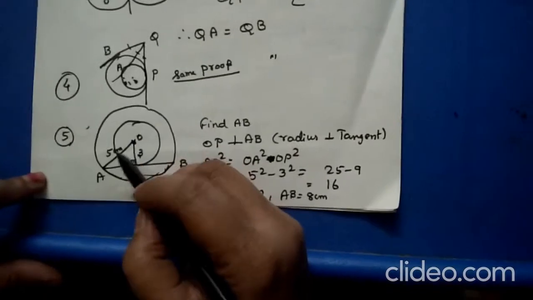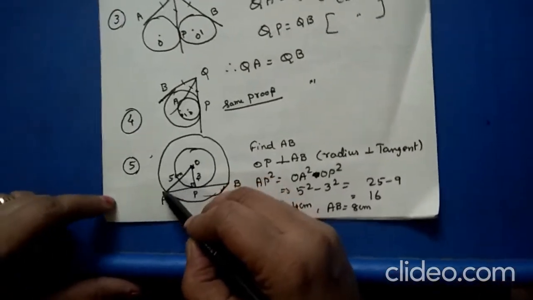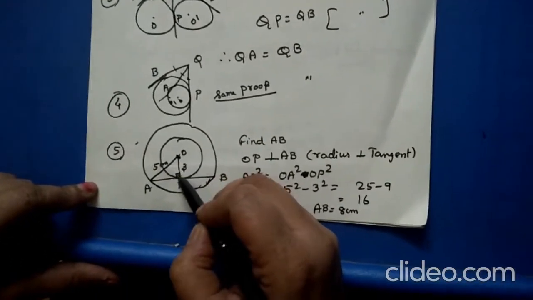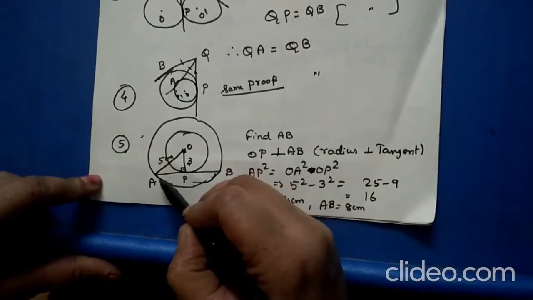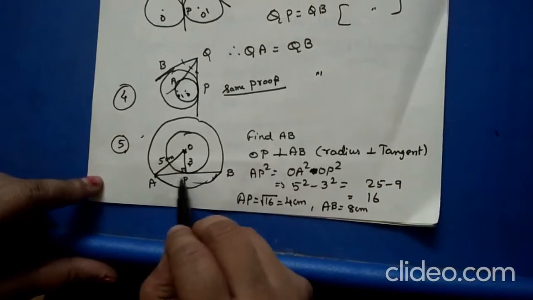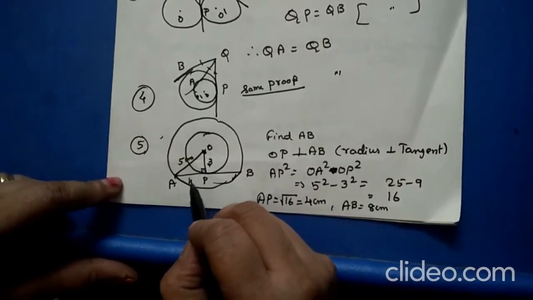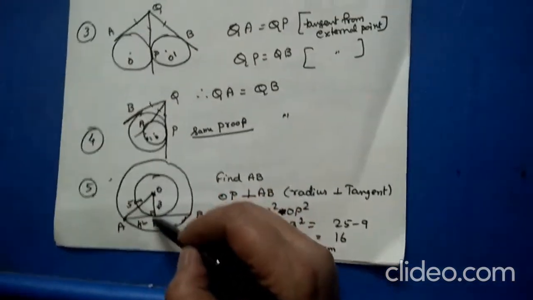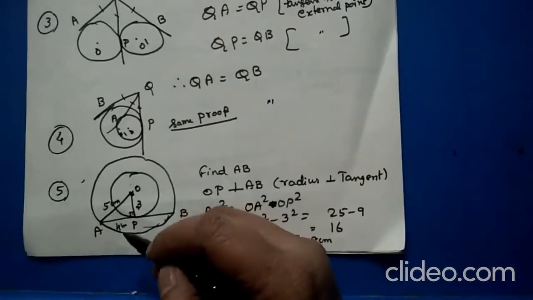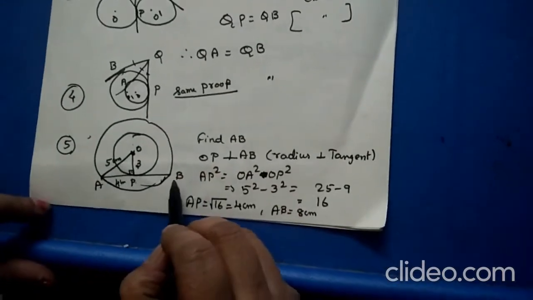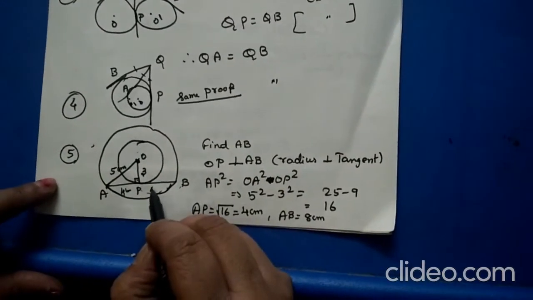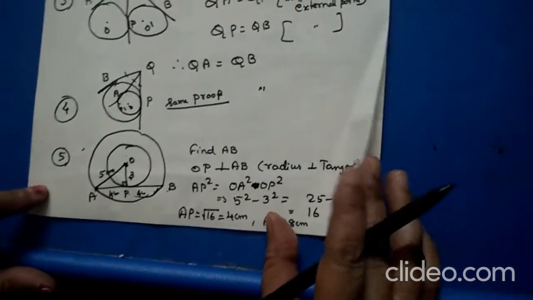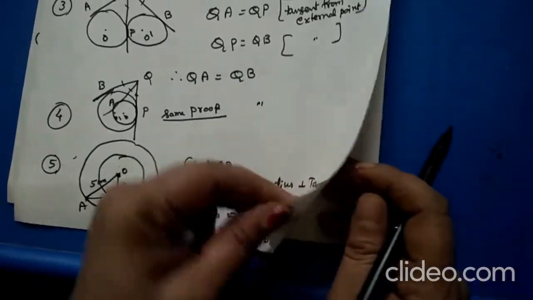Now, you can use your Pythagoras theorem. The capital R is given 5 centimeter, small r is given 3 centimeter. By using Pythagoras theorem, your AP will become 4 centimeter. Now you know the line segment drawn from the center perpendicular to the chord bisects the chord. Therefore, AP is equal to PB. If it is 4, it is also 4. Therefore, the chord AB is equal to 8 centimeter.